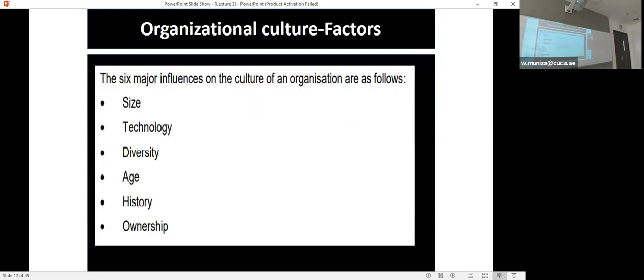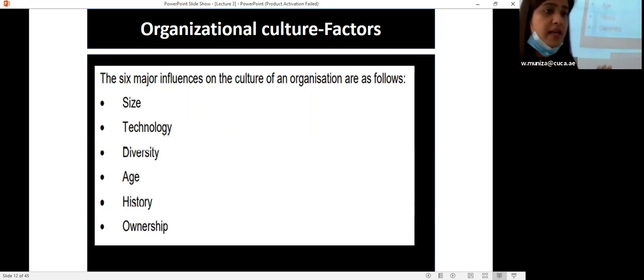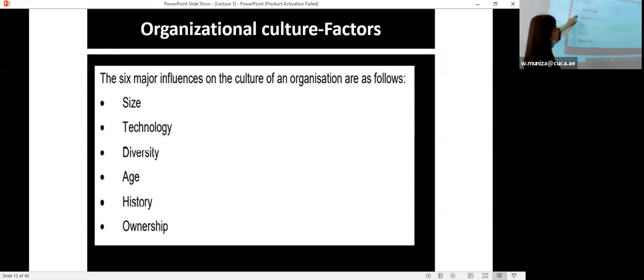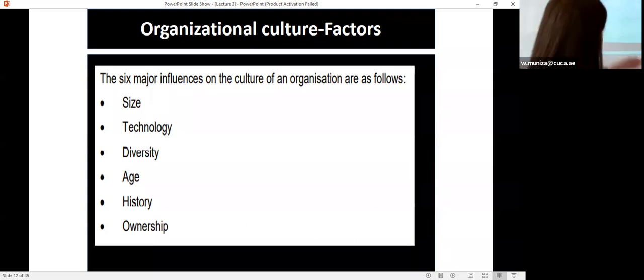Okay, now, which things are going to influence the culture of the organization? Organizational culture is influenced by different things or different persons around it. Different factors which can influence the culture of the organization are the size of the overall organization; the technology being used; diversity, in how many different areas and with what different kinds of people the organization is dealing; the age of the persons working in the organization; history, that is, the past practices and the past successes or failures of the organization; and ownership, who are the persons owning the organization. So the first one is size.